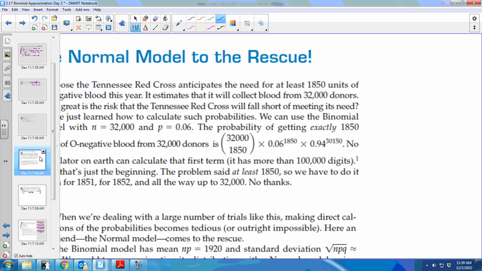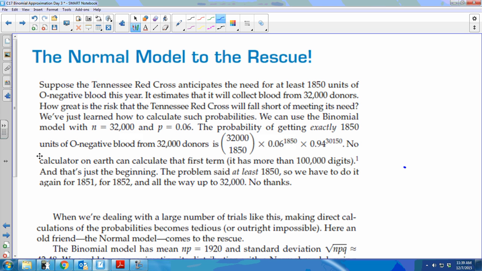Now, here's the issue. This is an example from the book. I screenshotted some information. Suppose the Tennessee Red Cross anticipates the need for at least 1,850 units of O-negative blood this year. It estimates that it will collect blood from 32,000 donors. How great is the risk that the Tennessee Red Cross will fall short of meeting its need? We've just learned how to calculate such probabilities. We can use the binomial model with n equals 32,000 and p equals 0.06. I think earlier in the setup they identified type O as 6%.